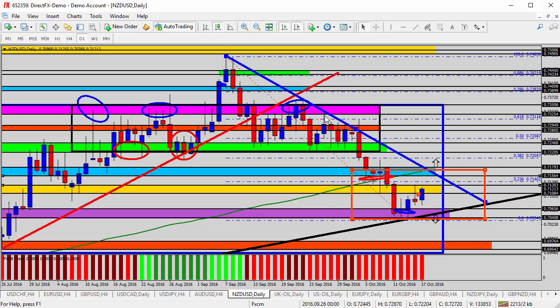I'm going to stick with the current downtrend, the blue trend line, and dollar positive moves for the time being. That means the closer it gets to this blue zone, 71.50, I'll be looking for an opportunity to go short for the New Zealand dollar this week.